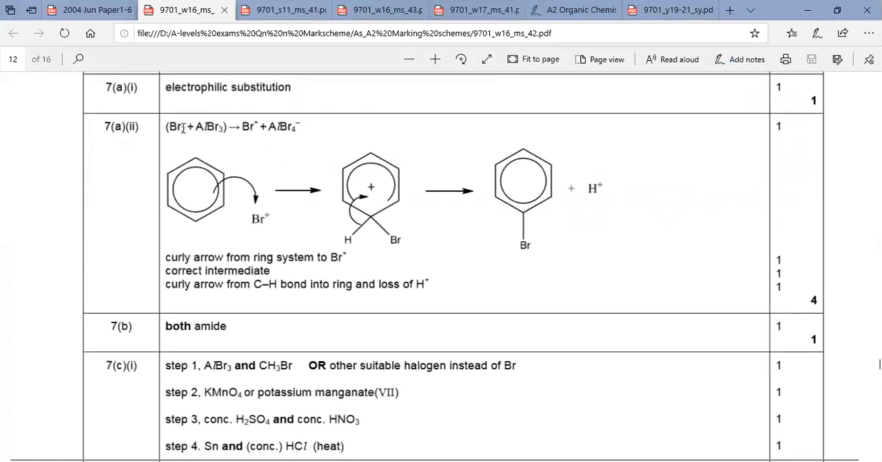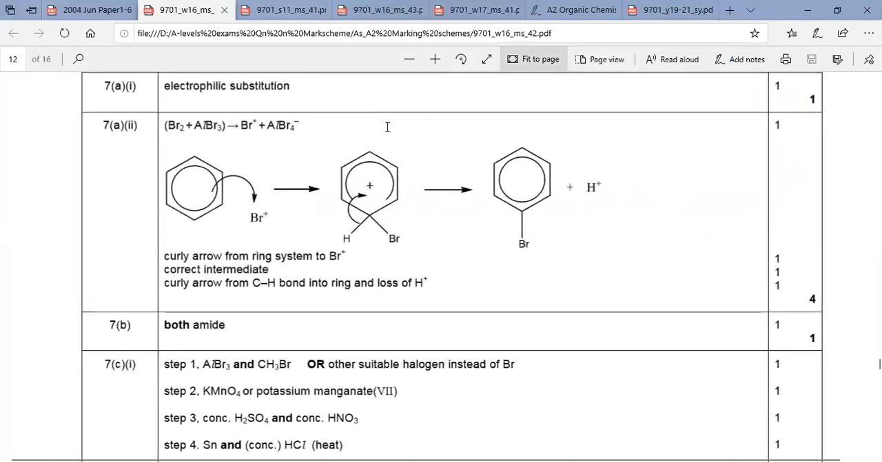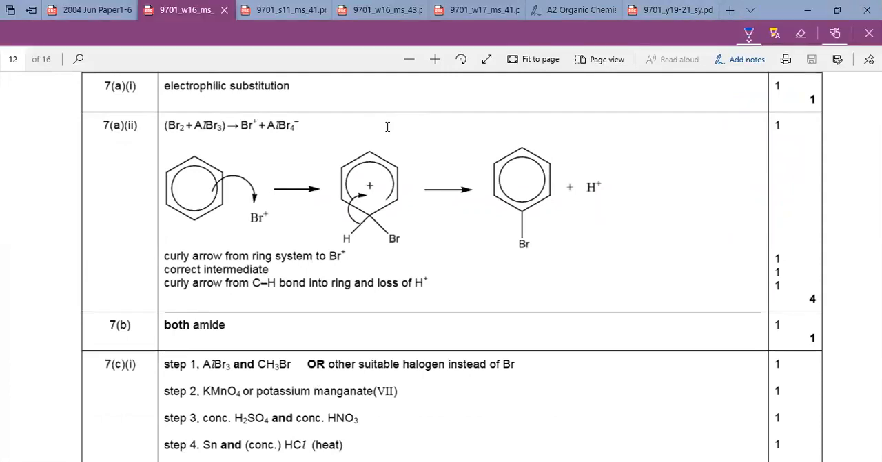A mark is given for how you get your Br positive, first mark. So the mechanism must include the formation of the Br positive, which is here. Okay, now this fellow here, which is a bit bigger here, Br positive. Why? Because it's got only 6 electrons in the outer shell. What is it called? Electrophile. Loving electrons because it's deficient.